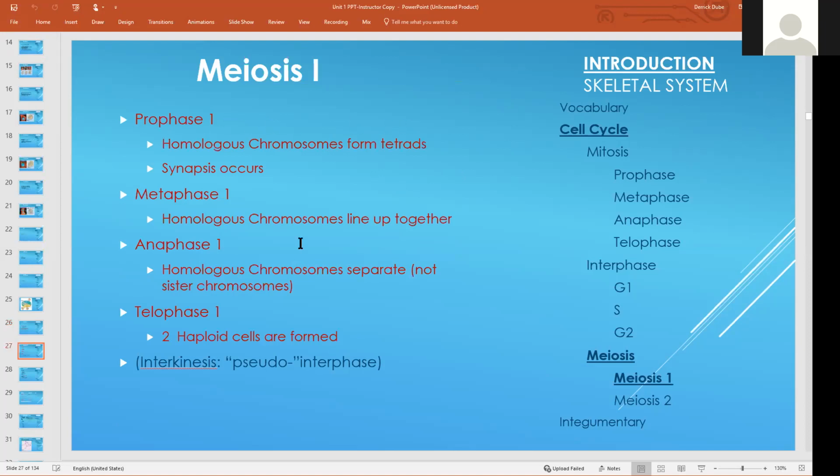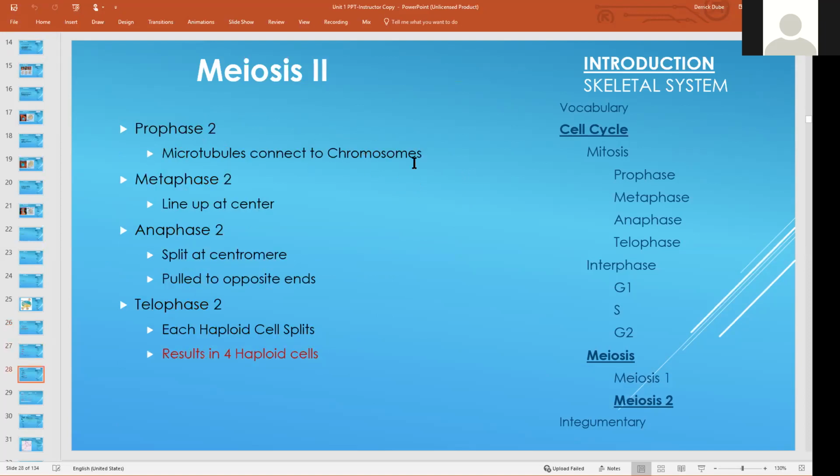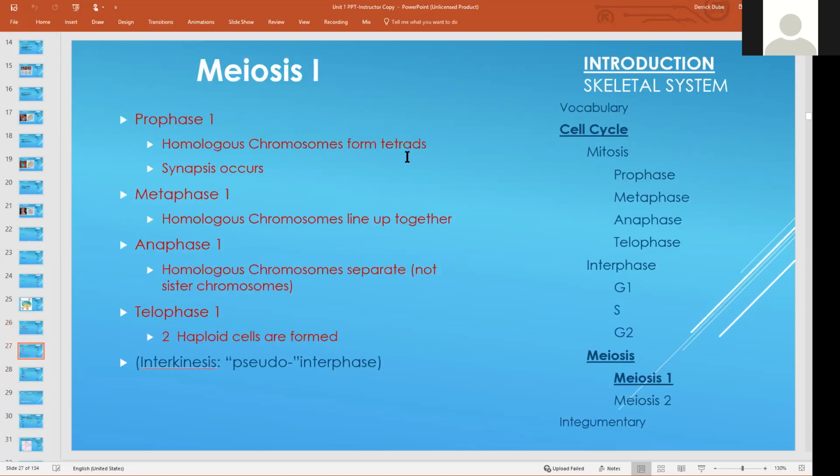So most of the process is the same, except I just highlighted here what was important. You get homologous chromosomes forming tetrads. Okay, so let's go. Do I not have a picture? Okay, I guess I don't. So what you're going to get is pairs of DNA.